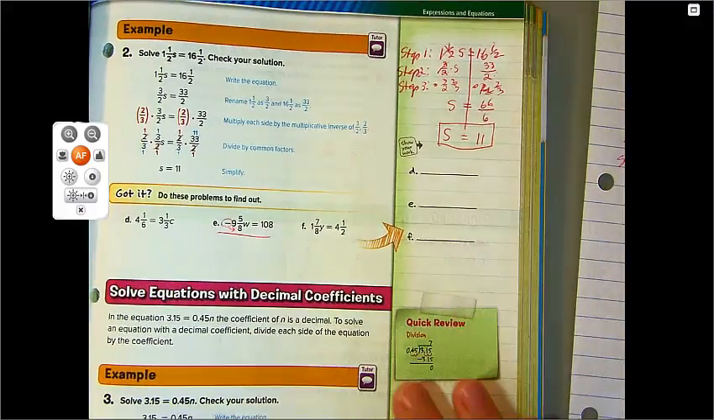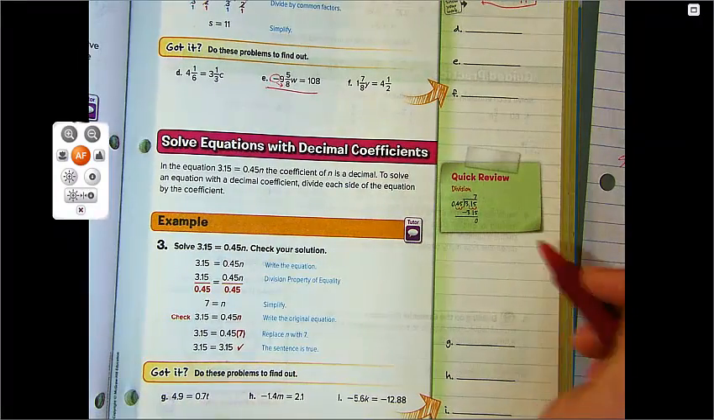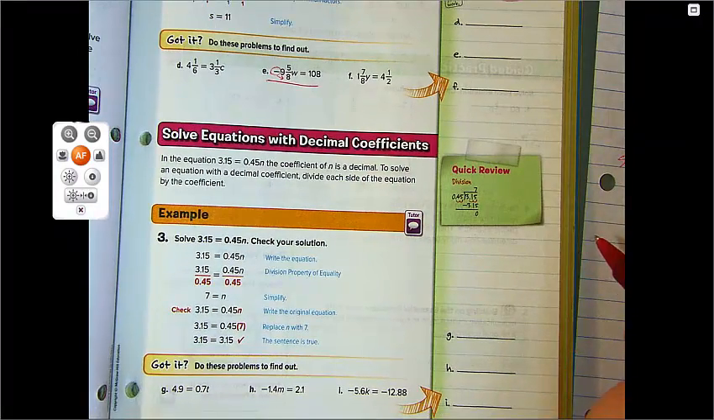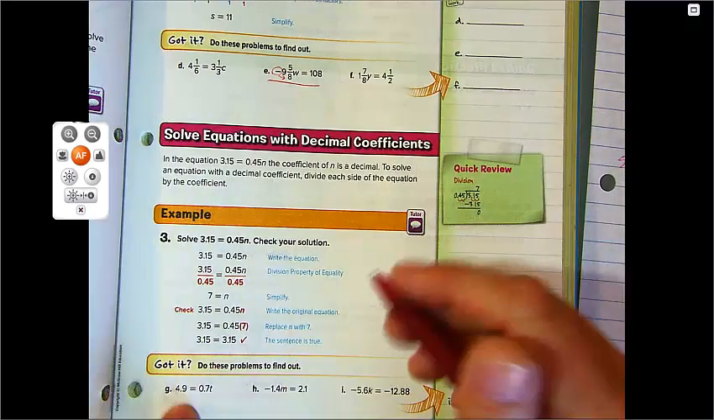Now, on to number 3. This one's a little bit easier because there's actually no fraction. We're just dividing with decimals here. Notice there's no fraction, so instead of what you've heard us say the whole time, that we don't want to divide by a fraction, instead we multiply by the reciprocal, here we have decimals instead of fractions, so we're just going to divide. So let's take a look at G.